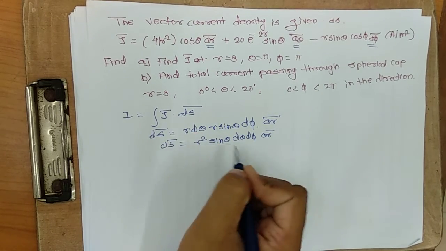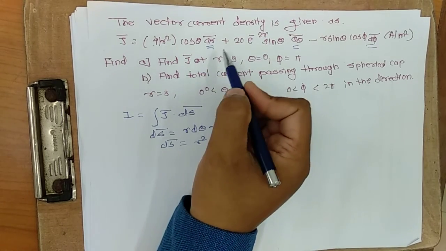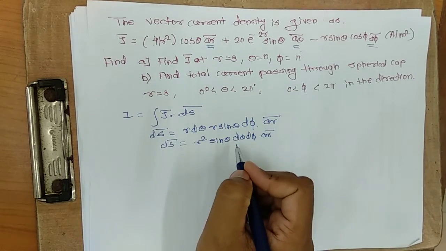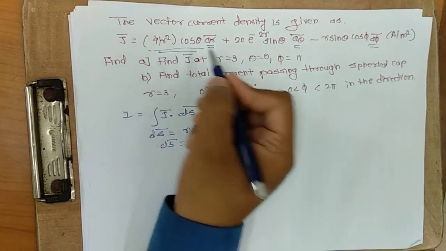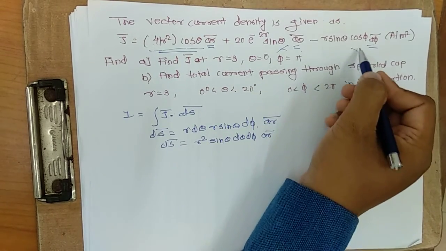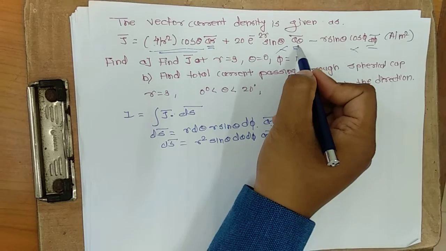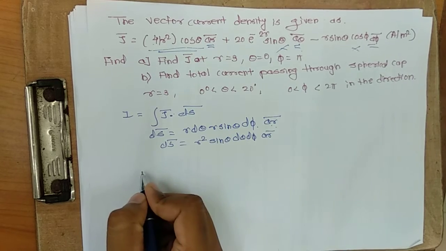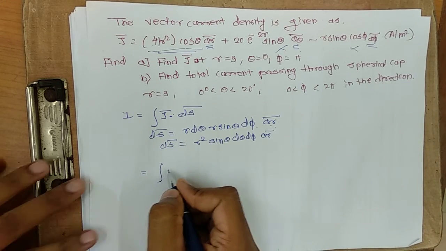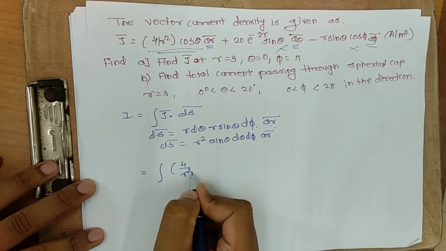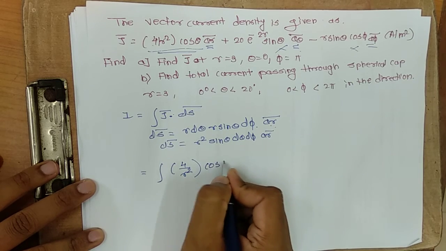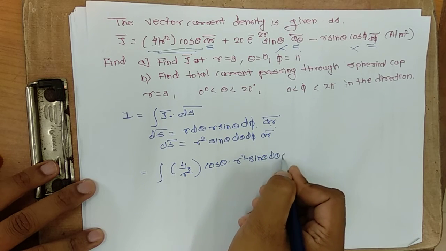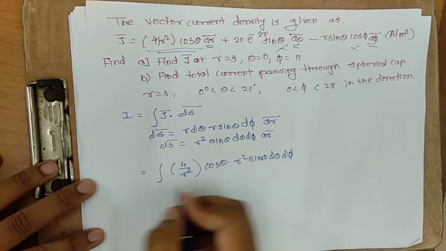Now we have to take the dot product of this dS bar with J bar. J bar has components ar bar, a theta bar and a phi bar, and it is a dot product. So which component will remain? Only this component will remain. The other components will be cancelled. Why? Because ar bar dot a theta bar is 0, and ar bar dot a phi bar is 0. So directly I will write J bar dot dS bar as 4 by r square cos theta, then r square sin theta d theta d phi, and ar bar dot ar bar, that is 1.